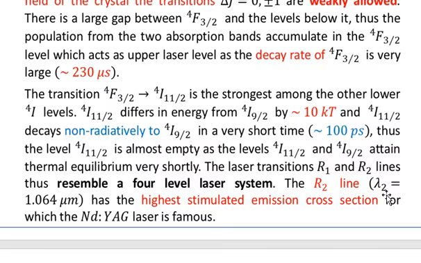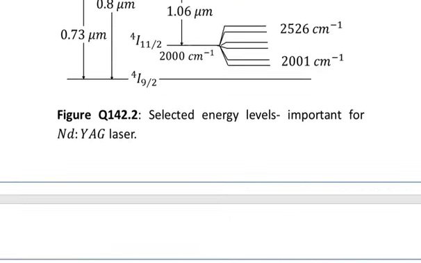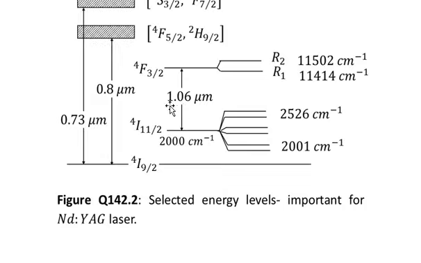The R2 line will give you a wavelength of 1.064 micrometer, which has the highest stimulated emission cross section, for which the Nd-YAG laser is famous. You can see this 1.064 micrometer wavelength, which is emitted from the R2 transition, that is the transition from the R2 level to the 4I11/2 level. This is the strongest wavelength of the Nd-YAG laser and is the most popular wavelength.